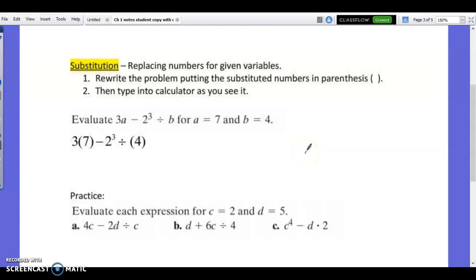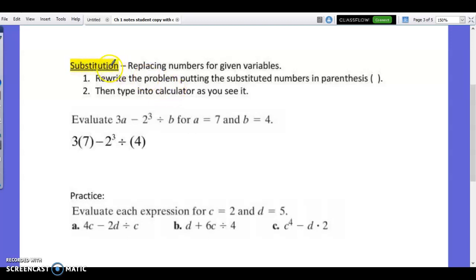All right, so today we're going to talk about substitution. Substitution is when we take numbers and put them into an expression. In this example, we're taking a 7 and replacing it with an A, but we're also doing the operation that gives us as well.